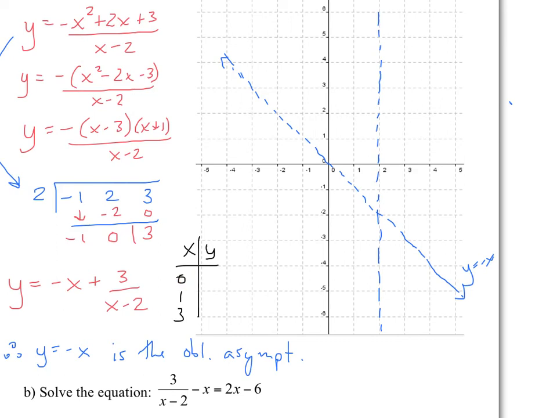Alright, so if I plug in x equals 0, you get 0 plus 3 over negative 2, so negative 3 halves. If you choose x equals 1, you get negative 1 over negative 3, so negative 4 over here. And at x equals 3, you get negative 3 plus 3 over 1, so negative 3 plus 3 is 0. So again, these points should correspond on both sides, according to this origin from where they cross.